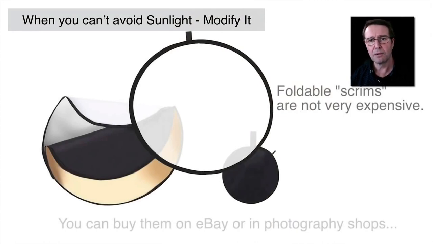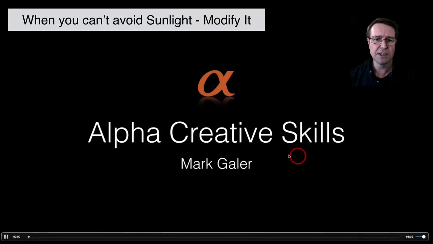Now, sometimes when we have to modify sunlight because we can't remove the subject out of that harsh lighting, we can use these 5-in-1 lighting kits. They're not very expensive. This is actually part of a movie that I'll just stop so you don't have to watch all of this. This is me just using a diffuser, sometimes I refer to it as a scrim.